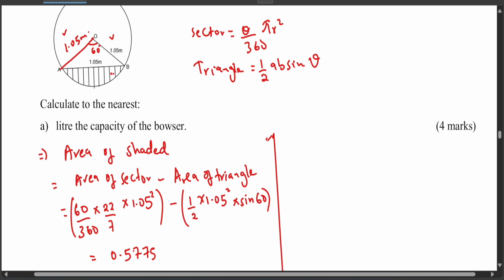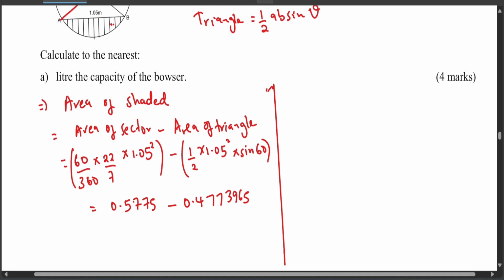So let's write this one as 0.5775. The other one, let's write it to 6 significant figures, 0.477396 maybe. But you can also opt to write it to 4 significant figures. So 0.5775 minus that one gives you 0.100103. Okay, so this is our area for the shaded region.